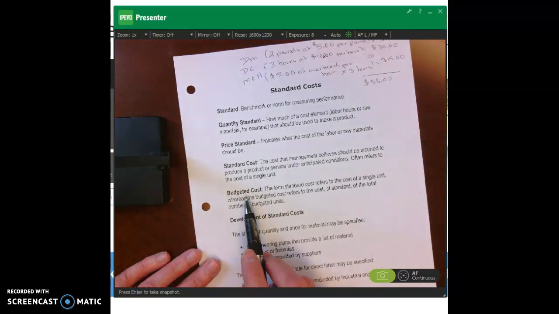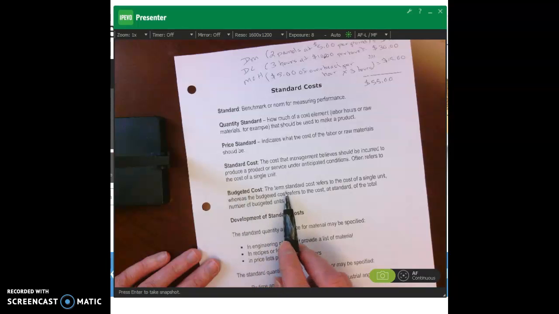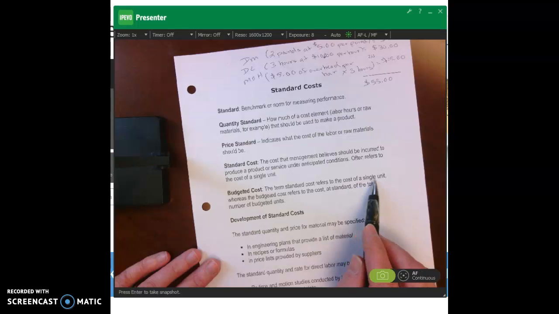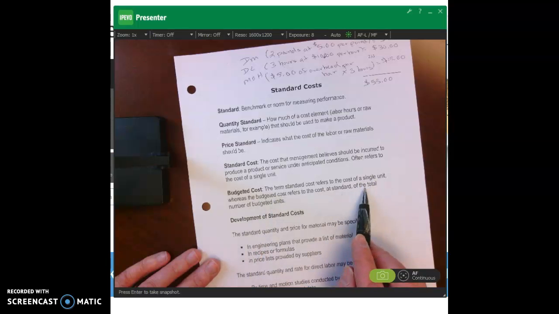Now when I talk about this term, the budgeted cost, what we could say is that the term standard refers to the cost of a single unit. But the budgeted cost would be the total number of units.